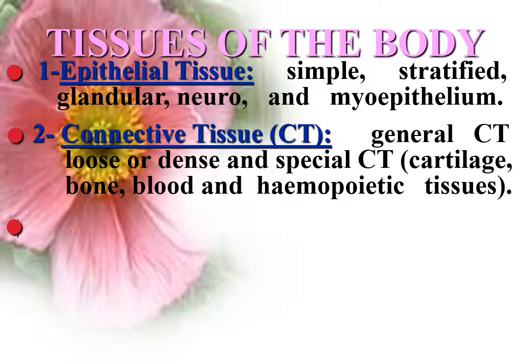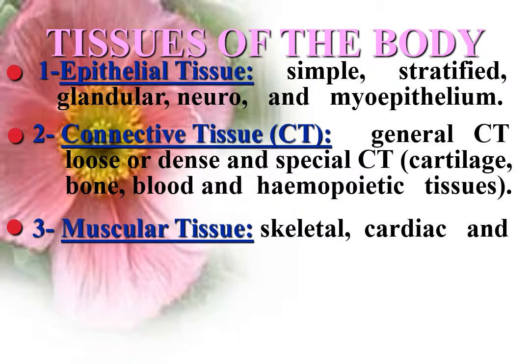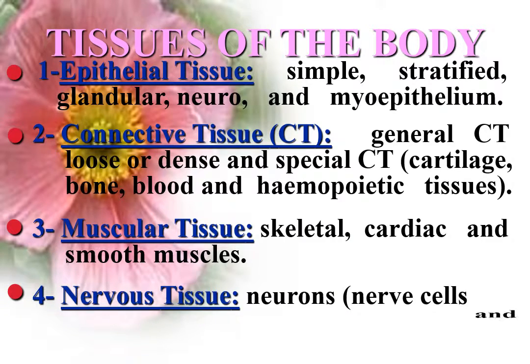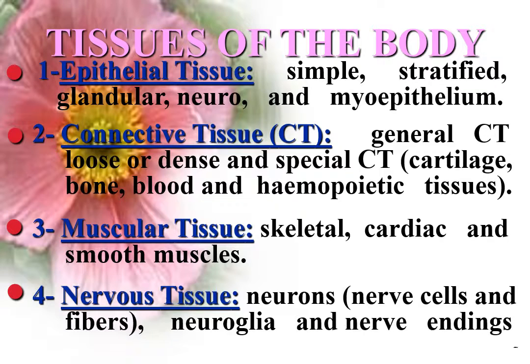Muscular tissue is formed of three types of muscles: striated voluntary skeletal muscle, striated non-voluntary cardiac muscle, and non-striated non-voluntary smooth muscles. Nervous tissue is formed of neurons, which are composed of nerve cells and nerve fibers. There are also supporting cells called neuroglial cells, and nerve endings.